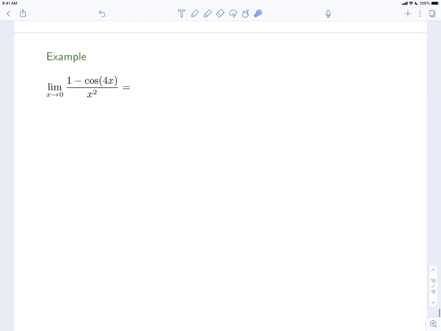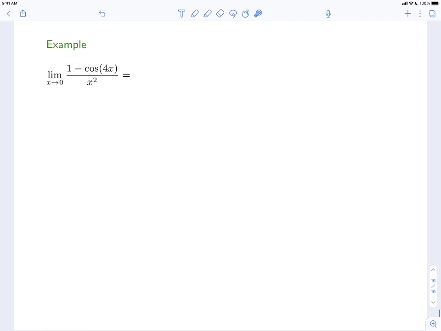Let's do one more example. Here we have the limit as x goes to 0 of 1 minus cosine of 4x divided by x squared. So this one, we're going to do a familiar trick now. We're going to multiply and divide by something that gives us a difference of squares.